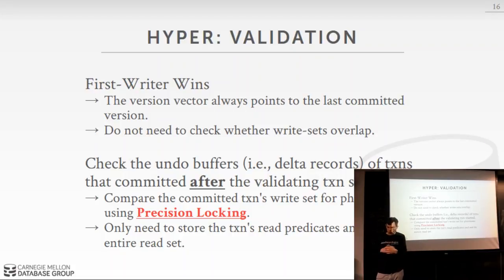So there's essentially only one uncommitted version of a tuple that exists in the system. But now, the way they're going to check for read-write conflicts is actually kind of cool and much different than any other system. So what they're going to do is check the delta records generated. If I'm a transaction that's validating, I'm going to check the delta records that were created by all other transactions that committed after I started, to see whether any of my queries overlap with the data that they created. So they're going to use a technique called precision locking.